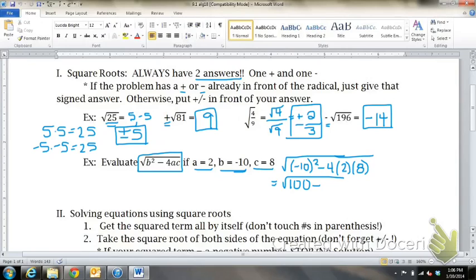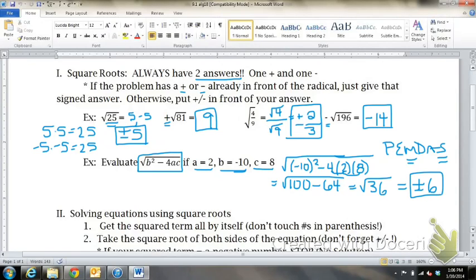Minus, now I do 4 times 2 times 8. 4 times 2 is 8, and 8 times 8 is 64. You have to multiply before you can subtract. It's order of operations. Now I can subtract. 100 minus 64 is 36. And the square root of 36 is plus or minus 6.